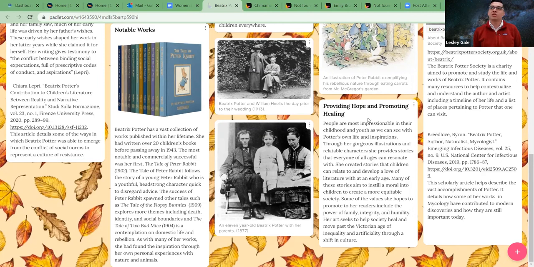And she addressed all these Victorian inequality and artificiality that she saw and didn't really like. So she wrote about characters and themes that would address those and promote this change and inspire children and further generations to become better.